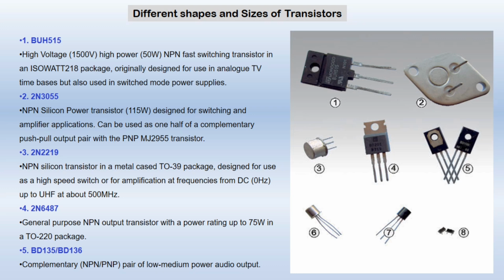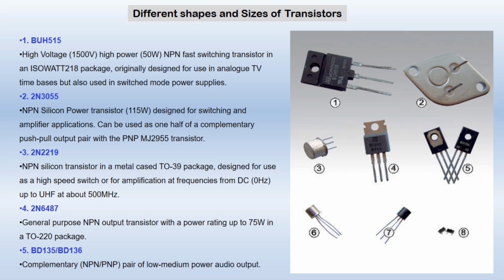This is a 2N2219 NPN silicon transistor. It comes in a metal case and TO39 package, designed for high speed switching and for amplification at frequencies of 0 Hz to 500 MHz. Next we have this number 4 transistor, which is 2N6487. It is a general purpose NPN output transistor with a power rating up to 75 watt in a TO220 package.